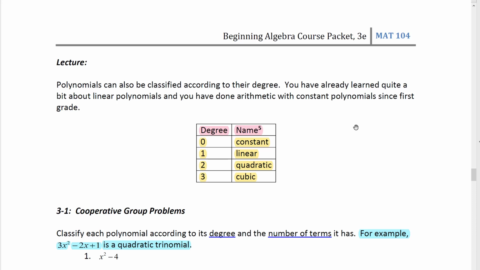Our last page gives us a different way to classify polynomials, and that's to classify them according to their degree. We have 4 names that you're going to use here. If a polynomial is degree 0, we call it a constant. If a polynomial is degree 1, we call it linear. If a polynomial is degree 2, we call it quadratic. And if a polynomial is degree 3, we call it cubic. We also have special names for degree 4 and degree 5, which you don't need to worry about. You won't be using them, but they exist. Degree 4 is called quartic, degree 5 is called quintic, and that's it. Anything of degree 6 or higher has no special name.